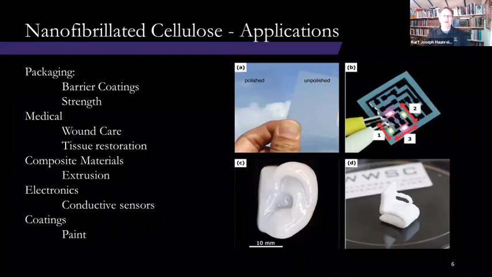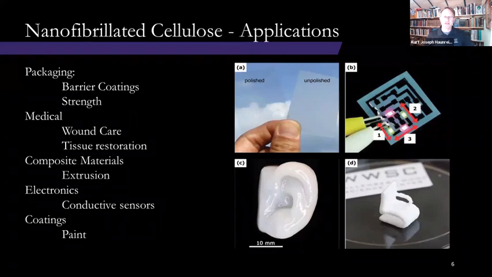It's used in medical wound care, tissue restoration. This image in C there is an ear, if you can't figure it out. It's not that they're going to stick that in your head, but it's to grow skin over the top of it, right? So it's a biocompatible material.